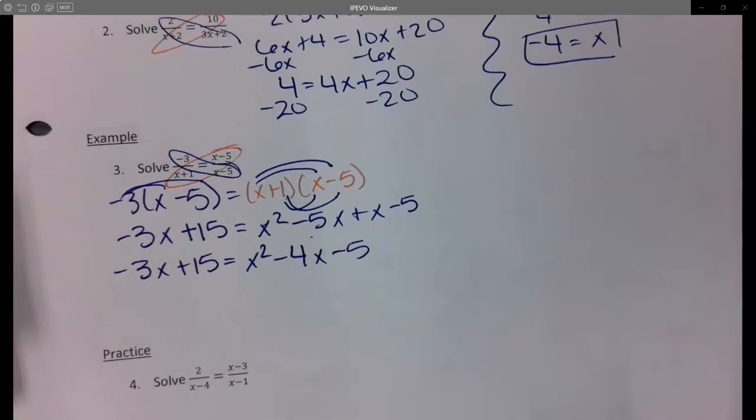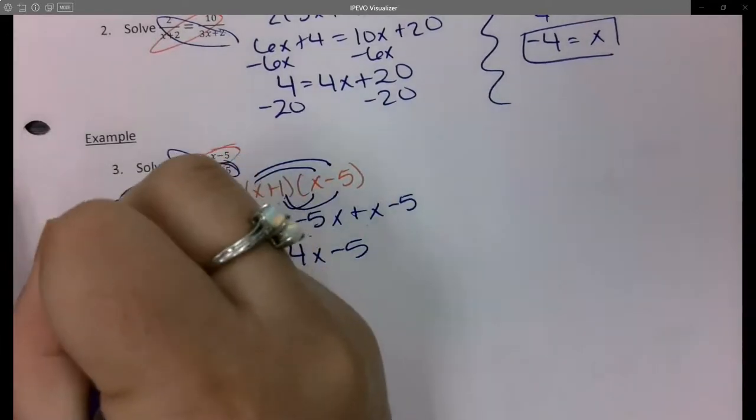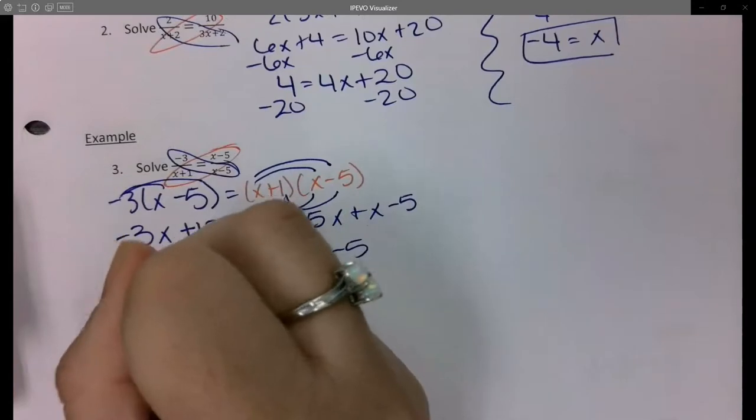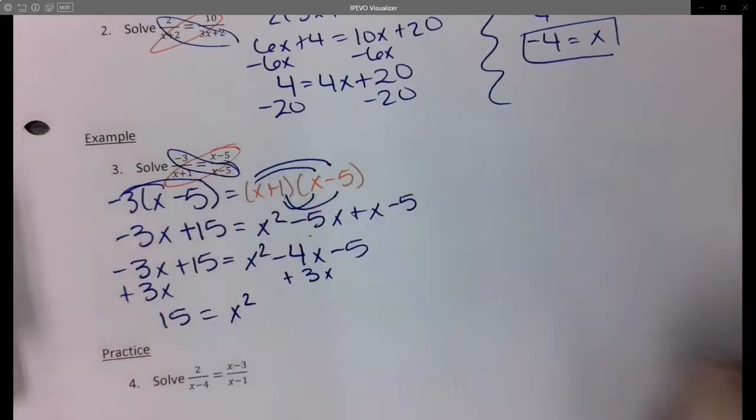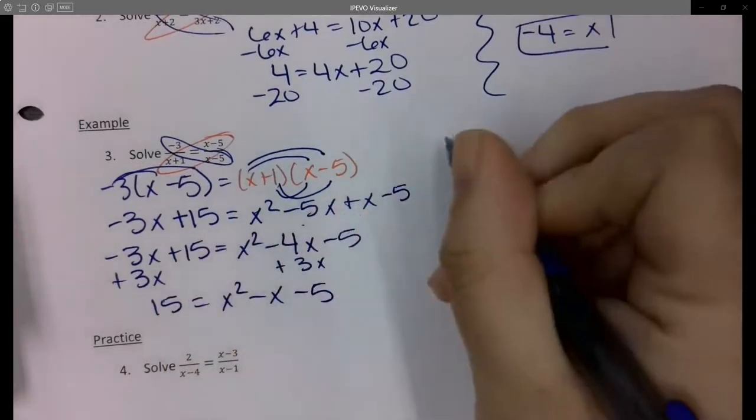Okay. Then I want to get all of my terms over to the same side since this is a quadratic. So I'm going to start by adding 3x to both sides. Which gets me 15 on the left. X squared stayed the same. Negative 4x plus 3x is going to get me negative x. And then minus that 5.